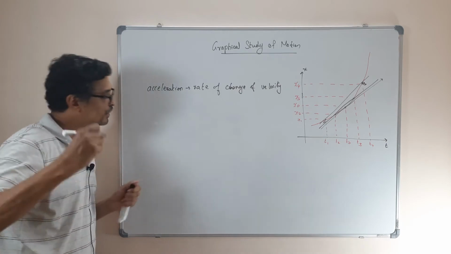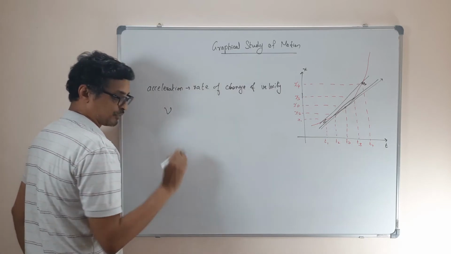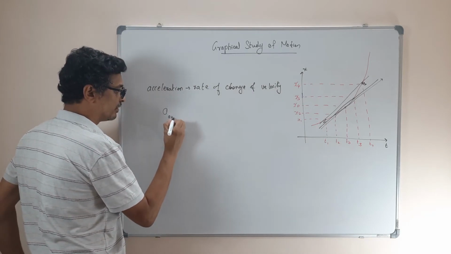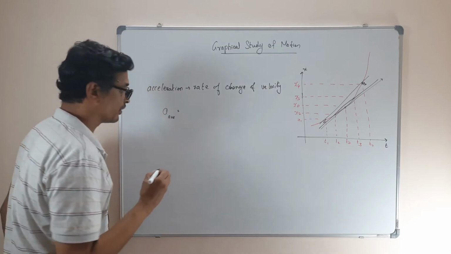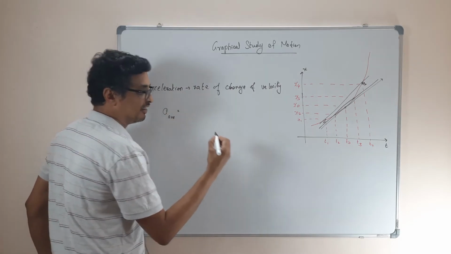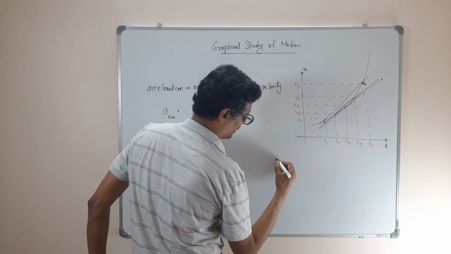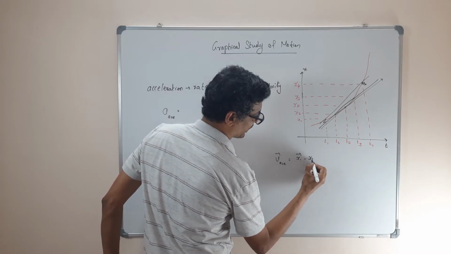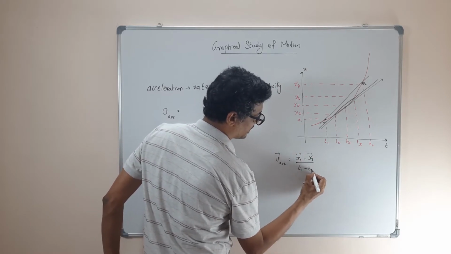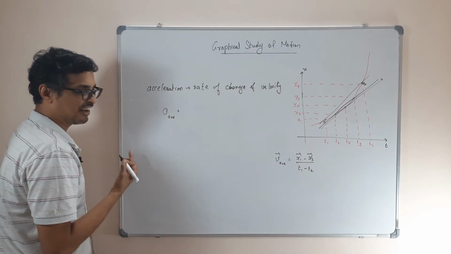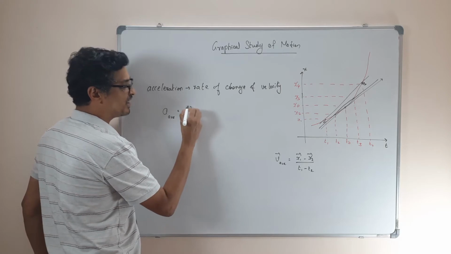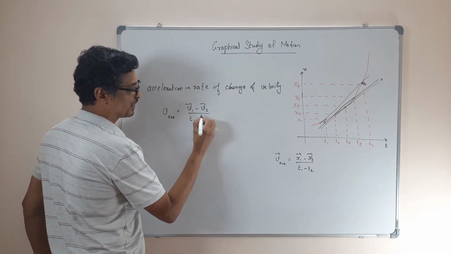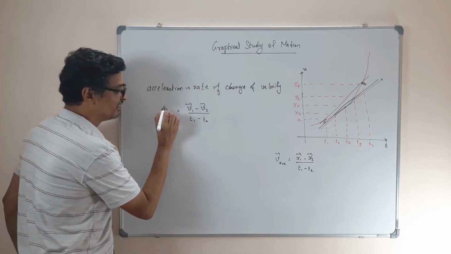Okay, so let us write average acceleration, a average. What will it be? Acceleration is a vector, right? Yes. Average velocity is x1 minus x2 divided by t1 minus t2. Similarly, average acceleration is v1 minus v2 divided by t1 minus t2, and of course this is going to be a vector.